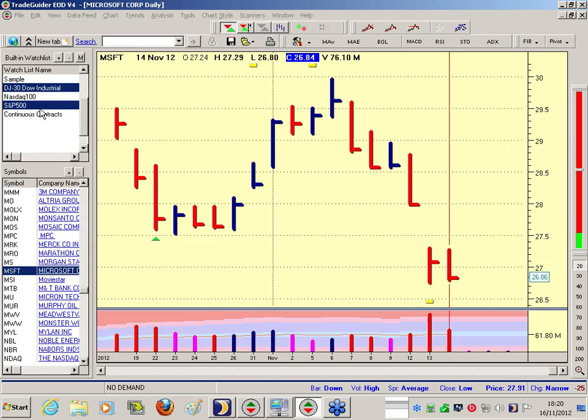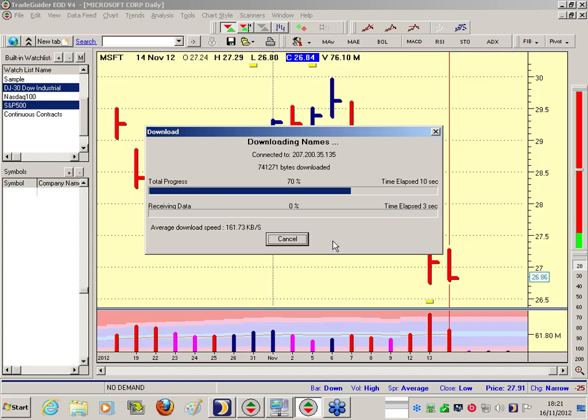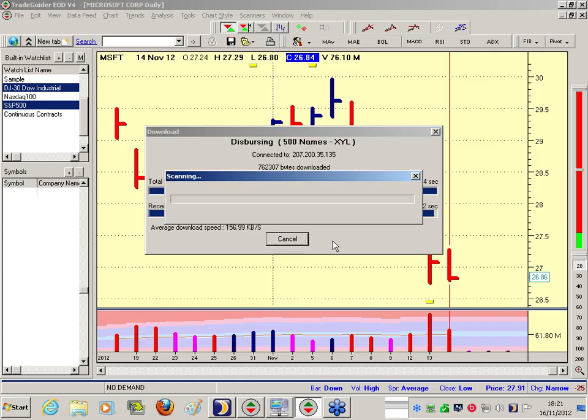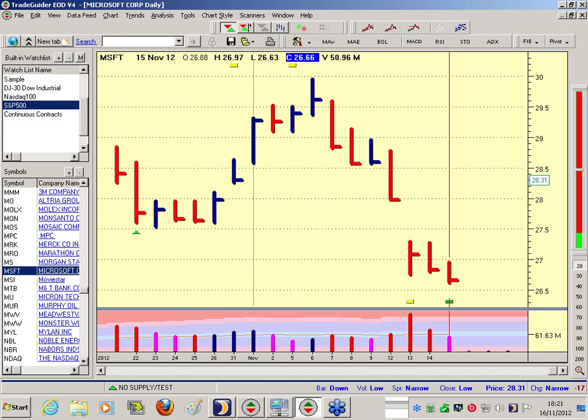I'll just do a quick... we're just updating the daily chart. Sorry about that. I normally do this. That's it. It is now. So it's up to date now, look. It's only one bar missing, but you've got an upthrust, look.